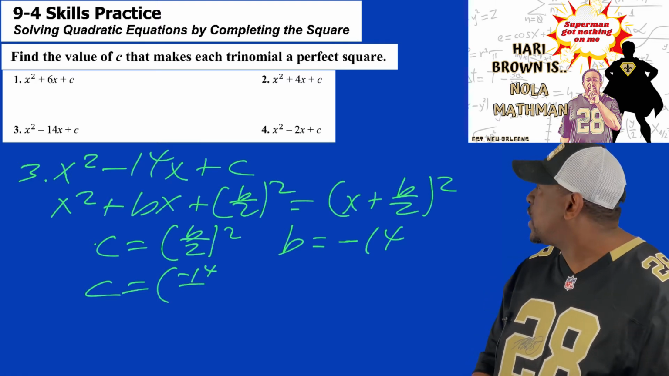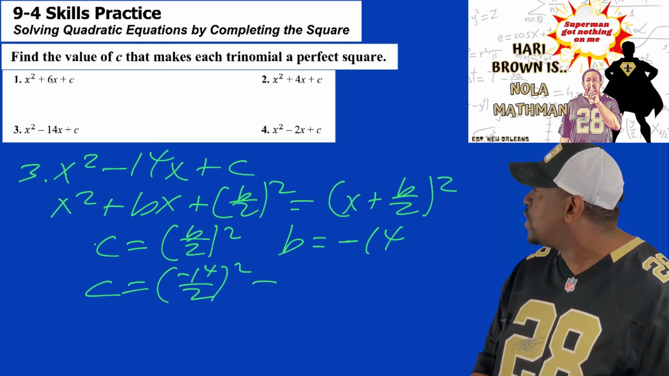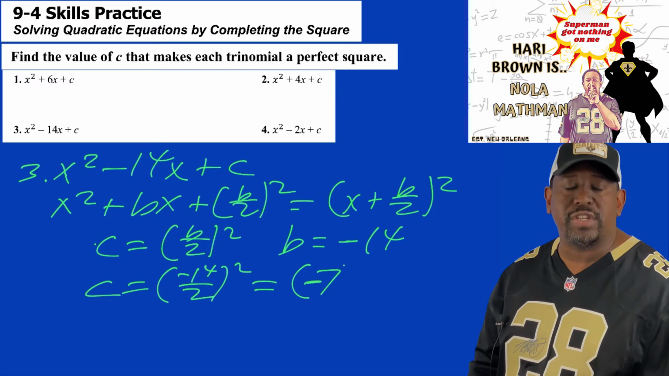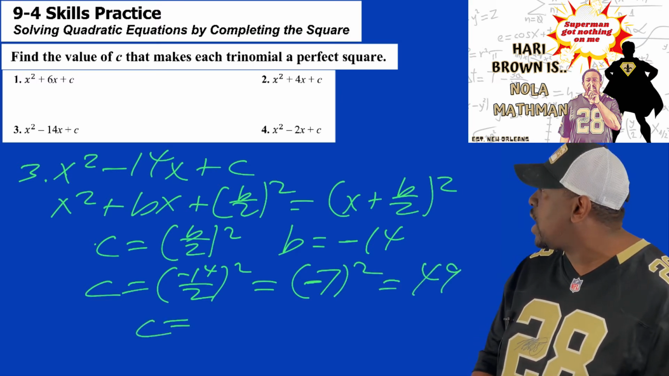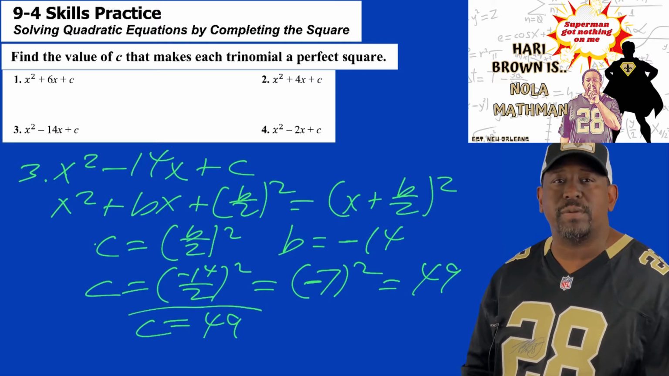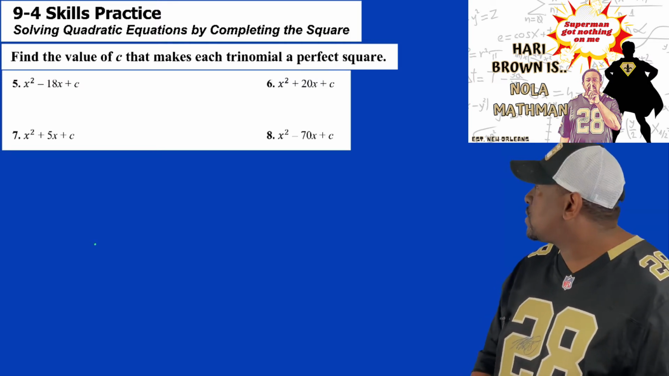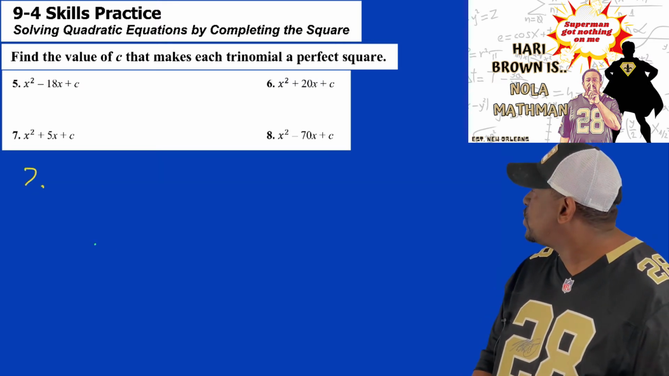We substitute negative 14 into our equation, b over 2 squared. Negative 14 over 2 is negative 7. Negative 7 squared is 49. And so c in this problem is 49. All right, we'll do another one.